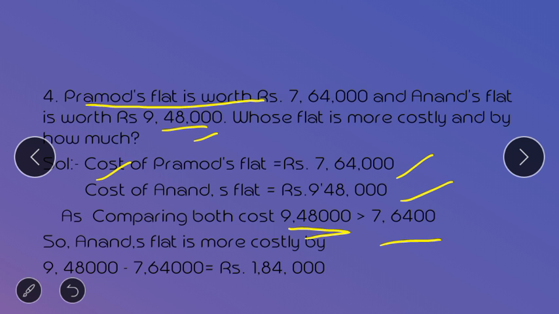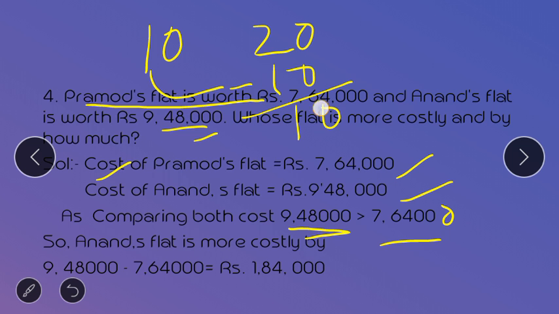Here in 7,64,000, children, you have to increase one more zero. So Anand's flat is more costly by how much? How will you come to know who got more? As I told you, you got 10 apples, your brother got 20 apples. To know how many apples your brother has got more, you have to subtract your apples from the brother's apples. Then your brother has got 10 more apples than you.